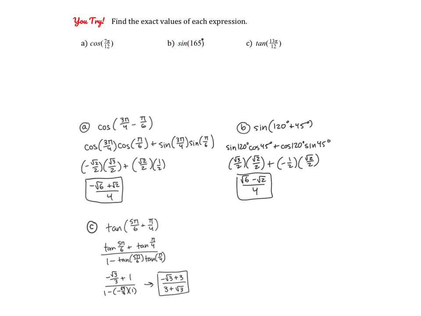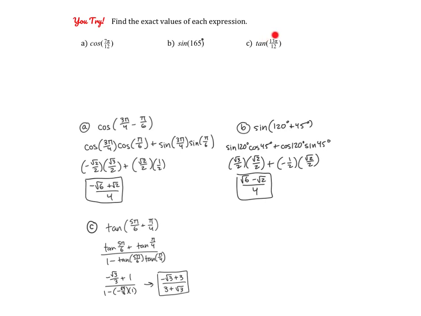For part B, you can rewrite 165 degrees as 120 degrees plus 45 degrees. So expand it as follows. Remember, sine, cosine, cosine, sine. Remember, the signs match. And then you just evaluate. So be careful here. Again, cosine is negative in quadrant 2. So just be careful that this is negative.